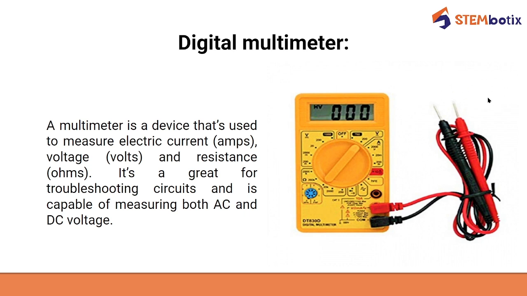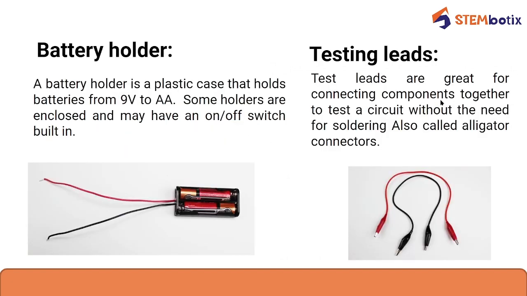And these are the knobs using which you can measure different quantities. Another one is the battery holder. A battery holder means a plastic case which holds your battery, or you can say your cells. So a battery holder is a plastic case that holds batteries, from 9 volt. Some holders are enclosed and may have an on off switch.